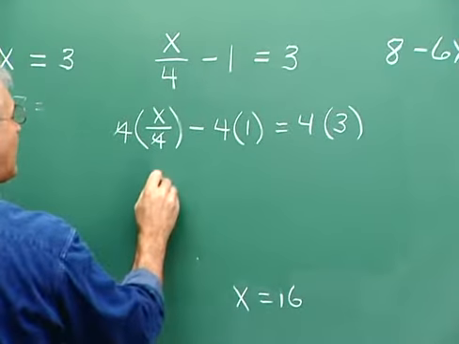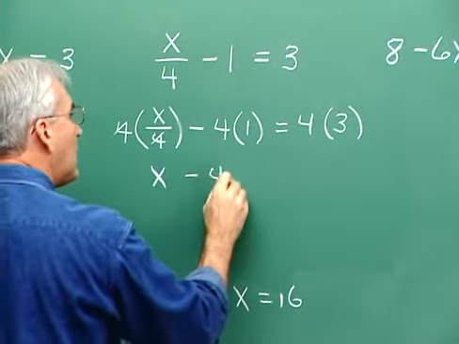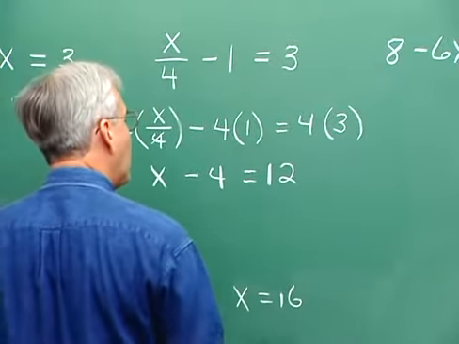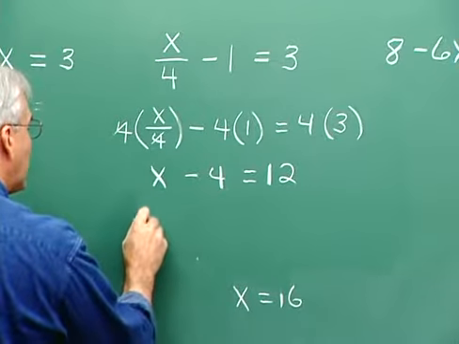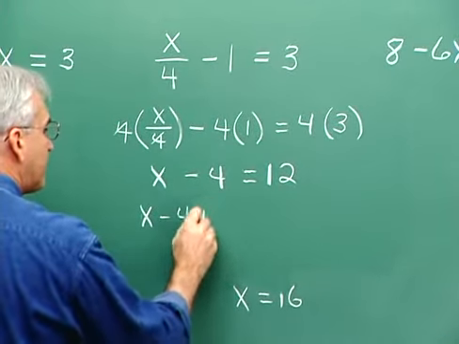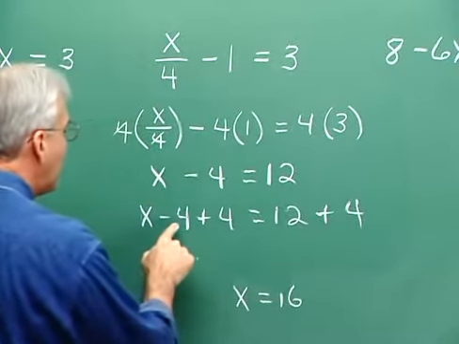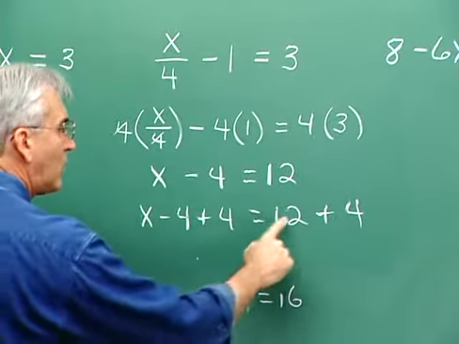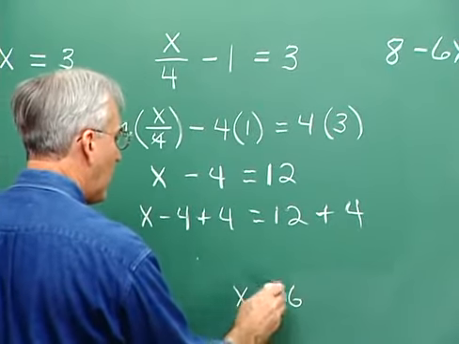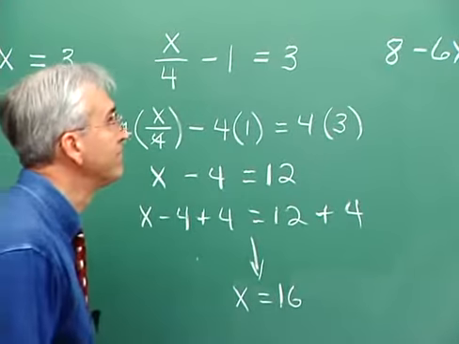All right, the 4's go out here, leaving x. And then this is minus 4 times 1 is minus 4. And on the right, 4 times 3, 12. And now, to clear the negative 4, we add 4 on both sides. And minus 4 plus 4 go out, and so we're left with x on the left, 12 and 4, 16 on the right, and we're getting the same result that we did before as expected.